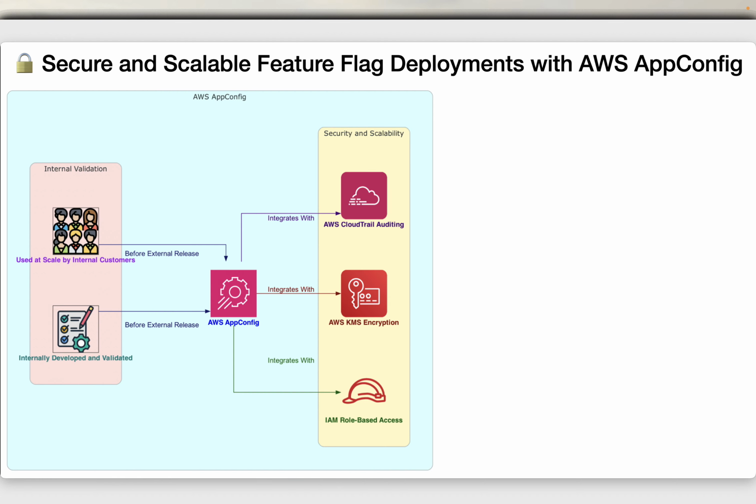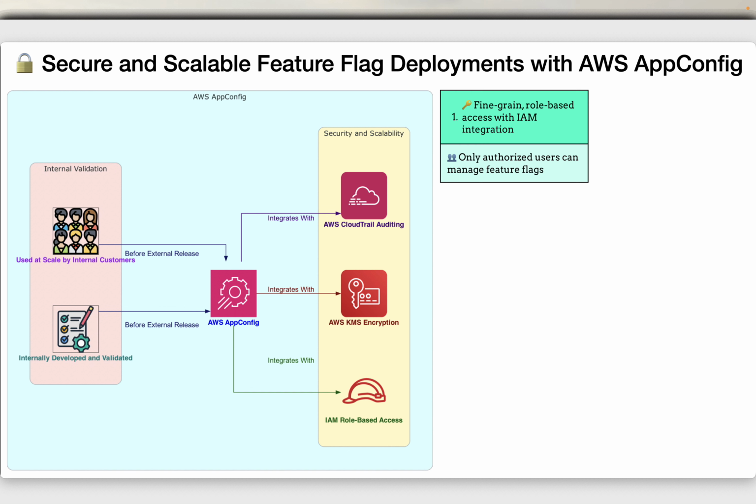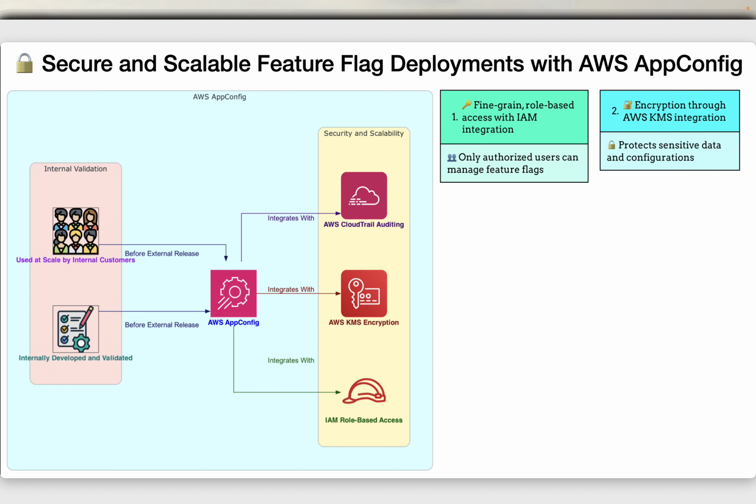Okay, now let's see about secure and scalable feature flag deployments with AWS AppConfig. AWS AppConfig integrates with AWS Identity and Access Management, AWS IAM, to provide fine-grained role-based access to the service, ensuring that only authorized users can access and manage feature flags. AWS AppConfig also integrates with AWS Key Management Service for encryption, adding an extra layer of security to protect sensitive data and feature flag configurations.